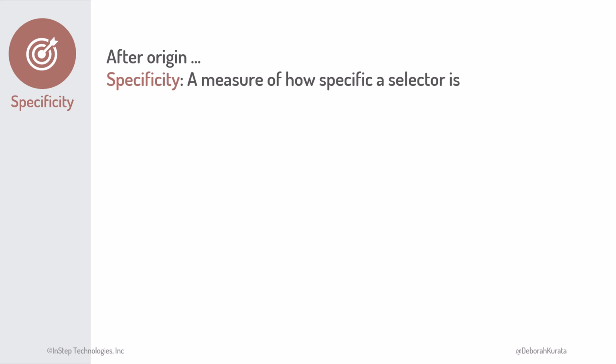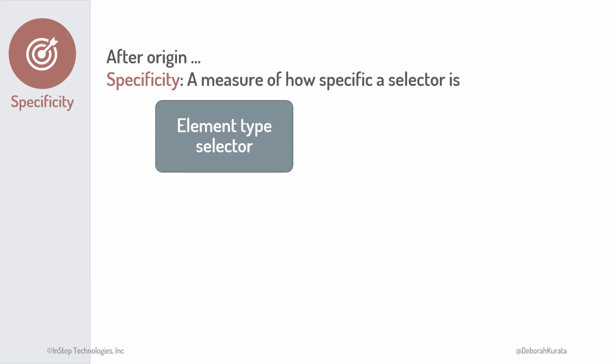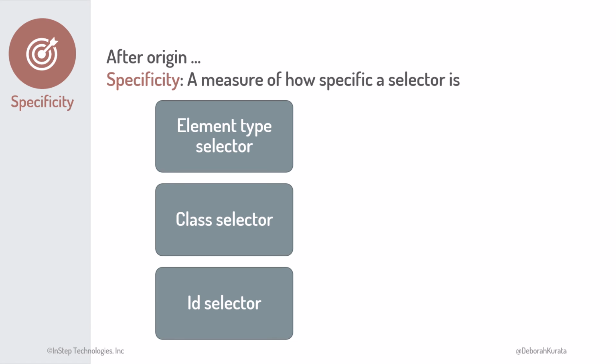Specificity is a measure of how specific a selector is. An element type selector is less specific because it selects all elements of the defined type, such as all P elements. A class selector is more specific because it only selects elements that have the defined class attribute value. An ID selector is very specific as it often selects only one element. Let's look at an example.